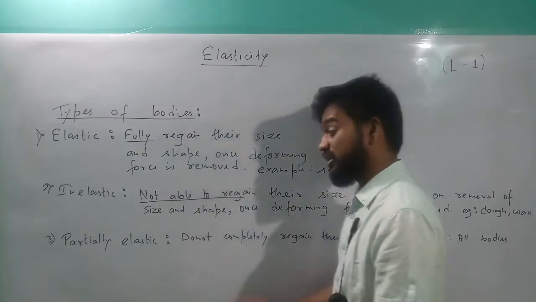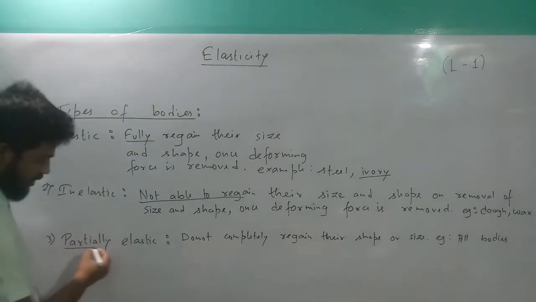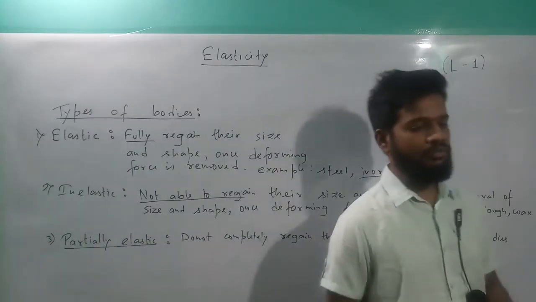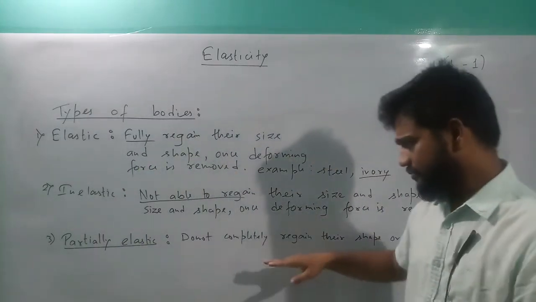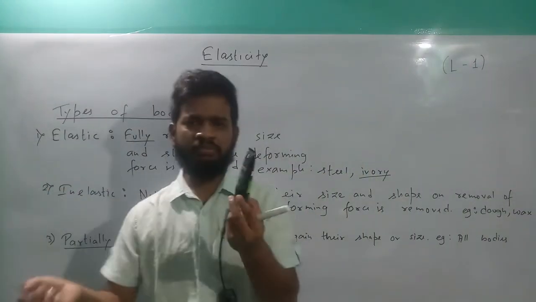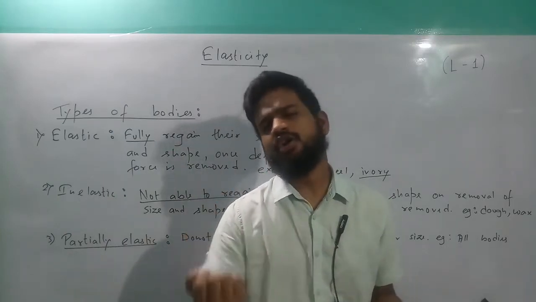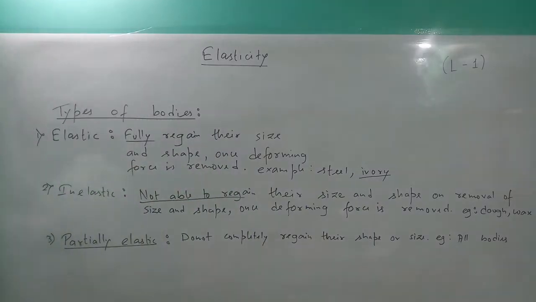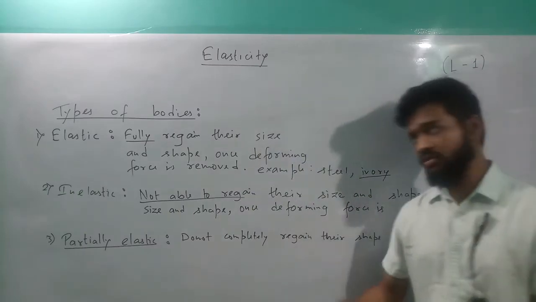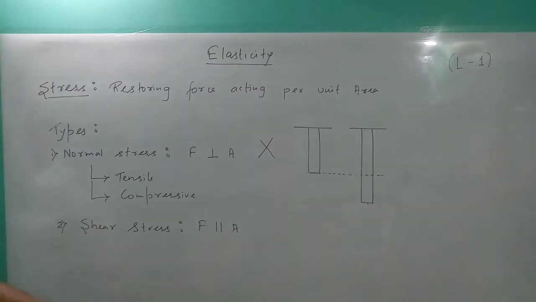Last is partially elastic. All the bodies present in this universe are in this region. They're somewhere between elastic and inelastic body. I'll give you one example. Like you can say this bottle, if you press it, it may not completely regain its shape back. A small part is always deformed. So everything in this universe is partially elastic, or we can say partially inelastic. So these are the three types of bodies. Kindly note them down. Let us move on to our next topic, that is stress.